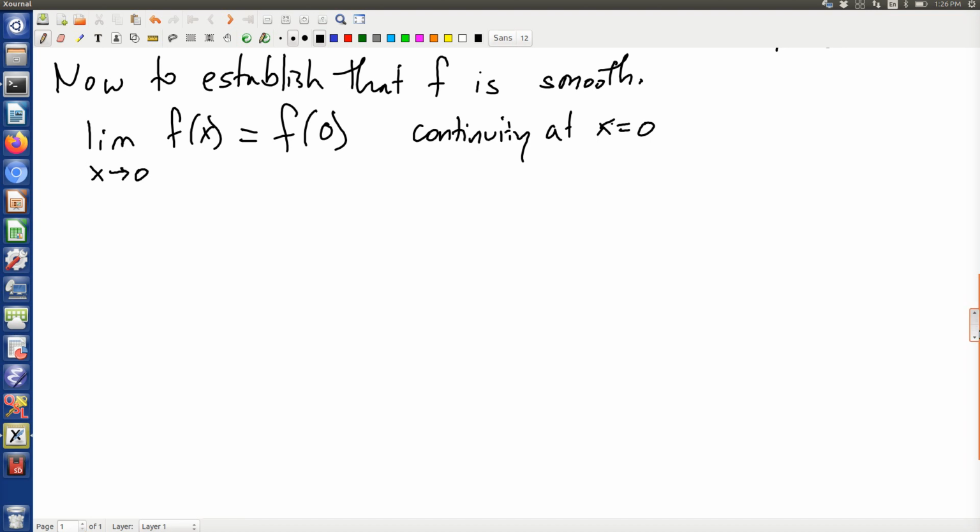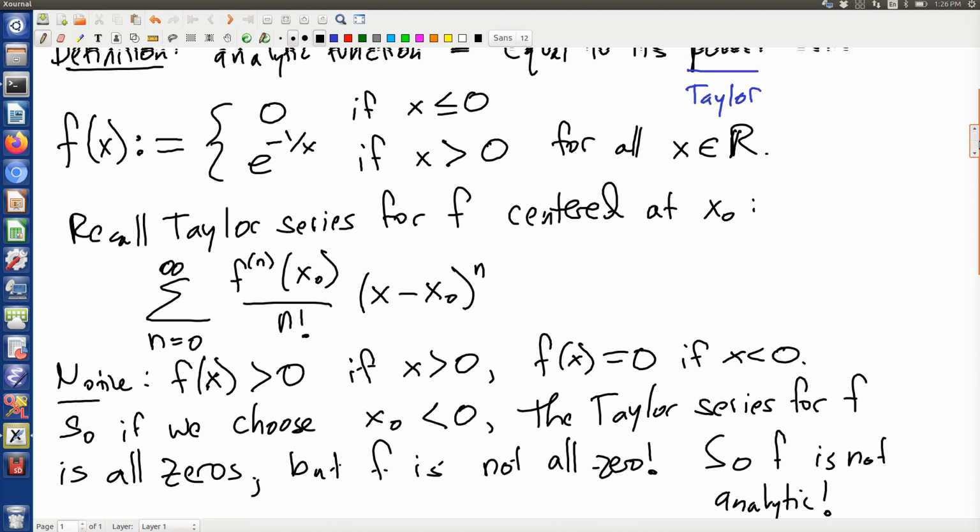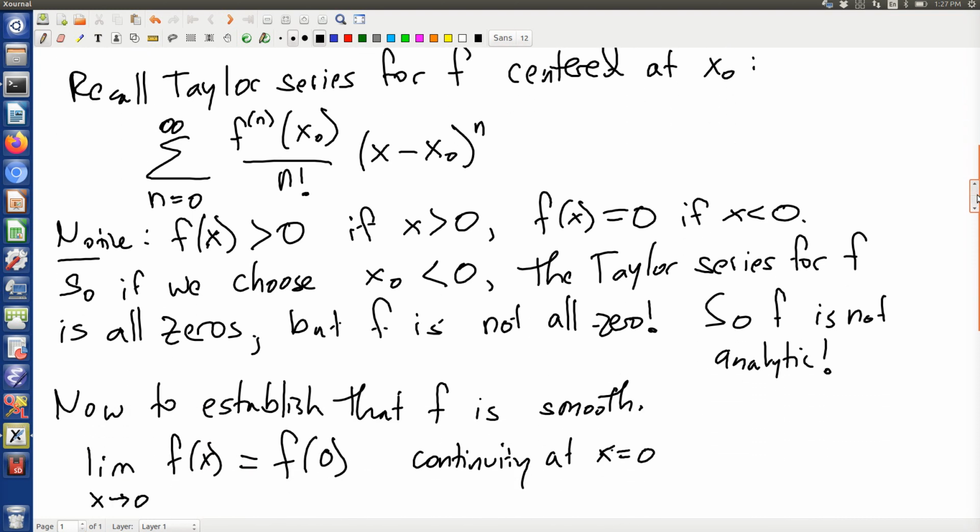Now, the thing to realize here is that that's really the only place where anything can go wrong. The function that's constant at 0 is certainly continuous, and all of its derivatives exist. There's no problems there. And e to the minus 1 over x is also continuous, and all of its derivatives exist for x greater than 0. There's no problem there. The only problem is where they join up.